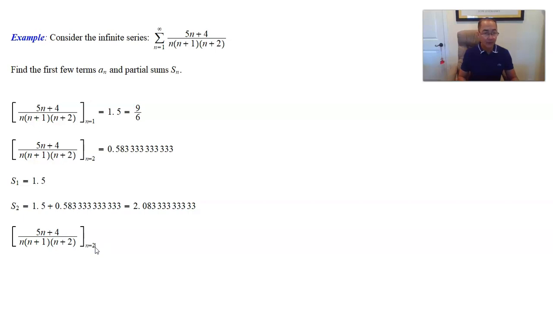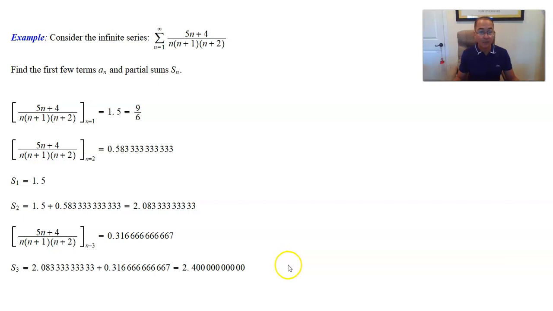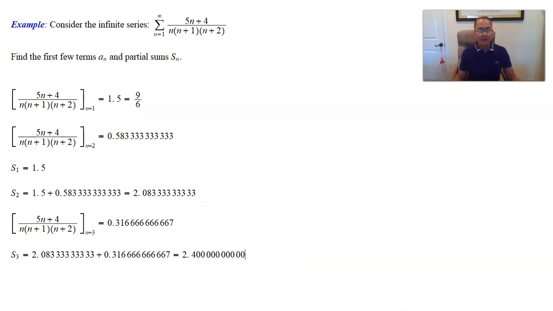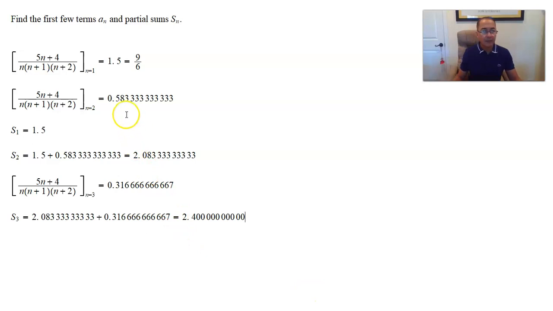Next, what happens when you plug in 3? Change the 2 to a 3, and we get 0.316. So S3, you take the last partial sum, 2.08333, and add 0.316666666. Maybe something nice will happen. It's approximately 2.4. So the partial sums go from 1.5 to 2.08 to 2.4. Didn't change much.